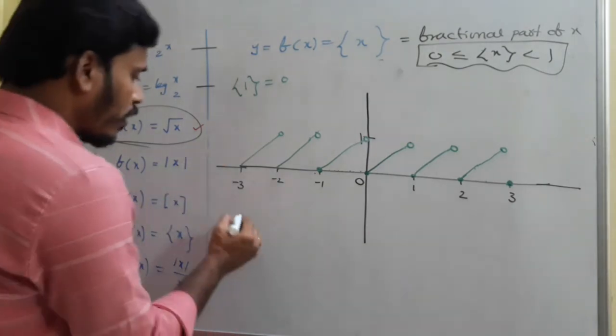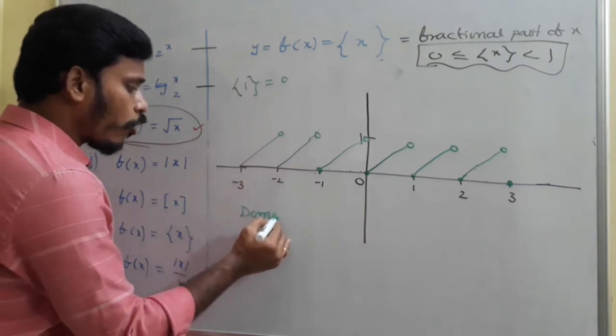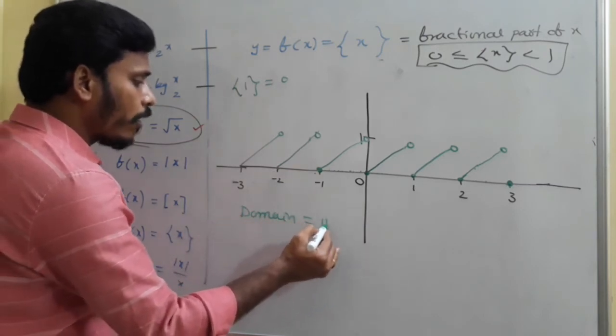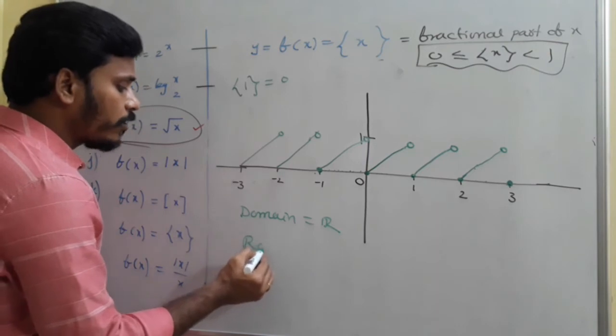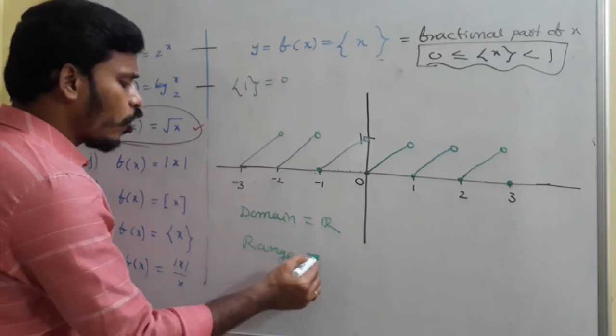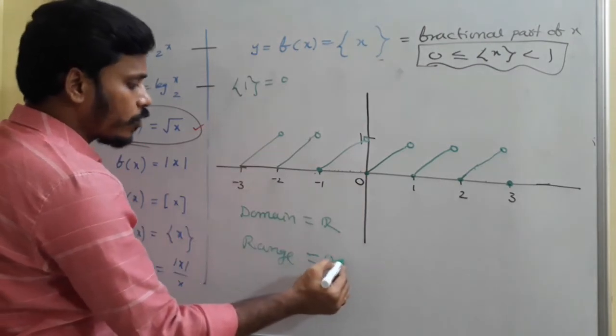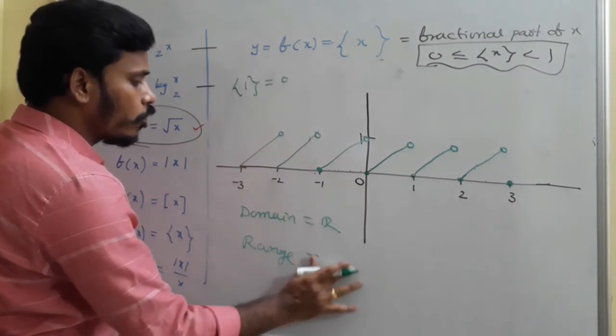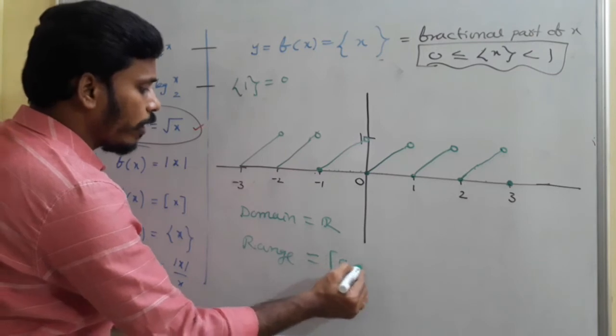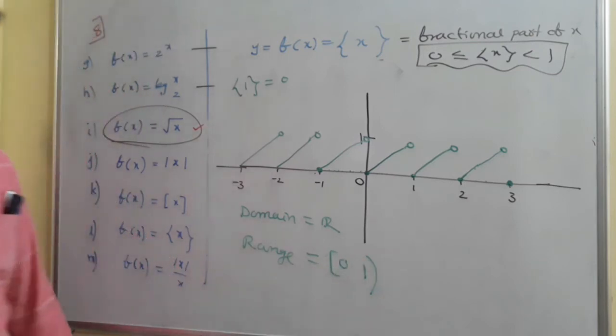As we discussed, the domain for the fractional part of x is all real numbers, whereas for the range, just observe the graph: there is no graph after this 1, there is no graph before this 0. That's why we say that the range is between 0 and 1, where 0 is included but 1 is excluded. So the range is between 0 and 1, whereas the domain is all the real numbers. And this is the sketch for the fractional part of x. Have a look.